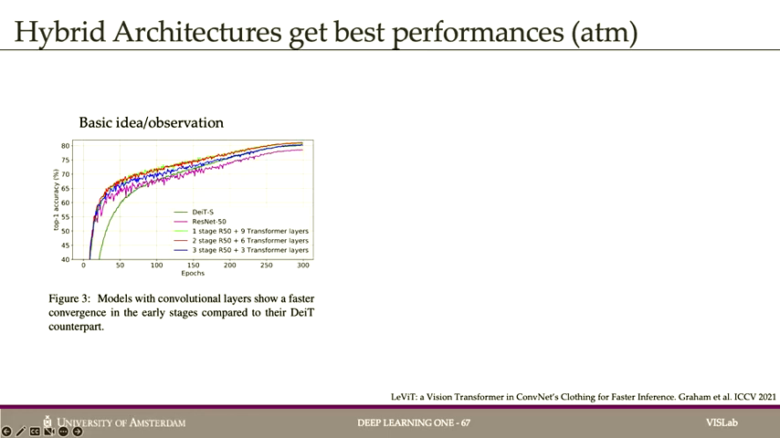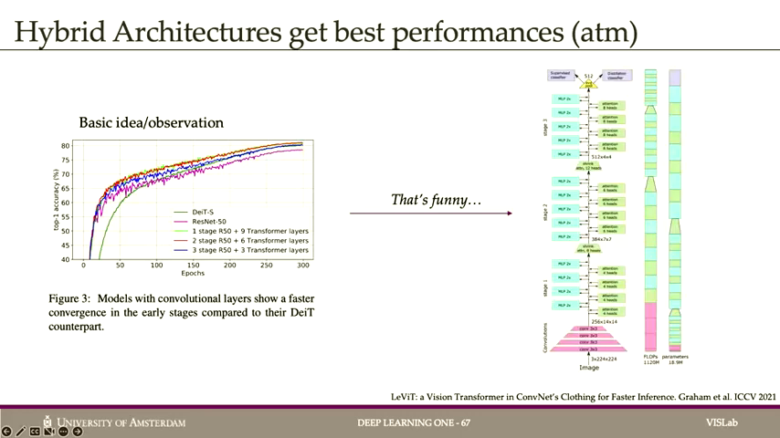And what they figured out is that if you have a few convolutional layers, it trains a lot faster compared to the pure vision transformer. So they said basically, that's funny, let's propose a new network architecture. And so that's how they arrived at these hybrid architectures.